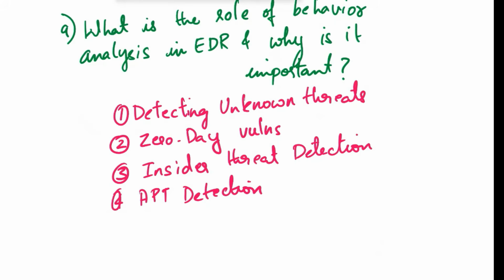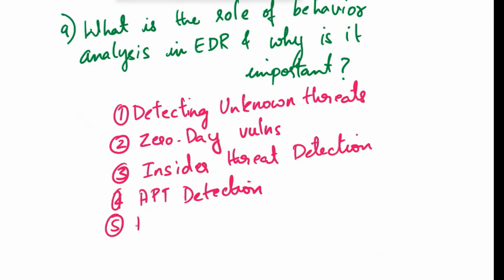Next one is APT detection. APT stands for Advanced Persistent Threats. APTs involve long term targeted attacks that aim to remain undetected. These attacks may employ subtle, low, and slow techniques that don't trigger immediate alerts. Behavior analysis can uncover these subtle patterns over time, helping to identify APTs.